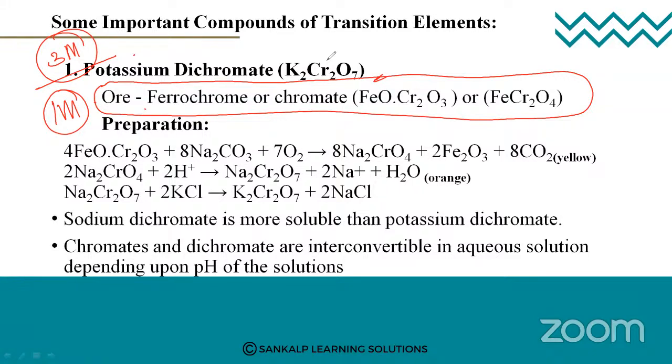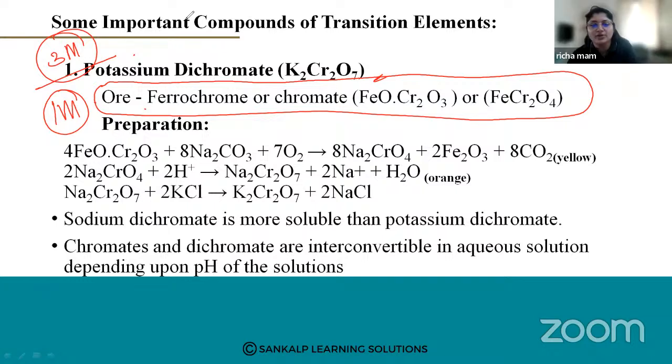Now what are we doing here? We are manufacturing, we are preparing. Manufacturing means we are doing the preparation. We are going to prepare potassium dichromate from the chromite ore, that is FeCr2O4 or FeO.Cr2O3. Then what is the first step?